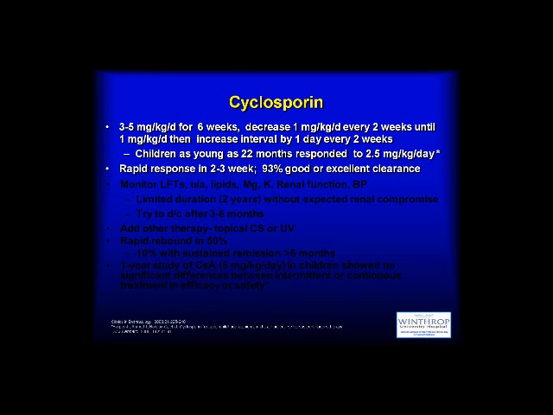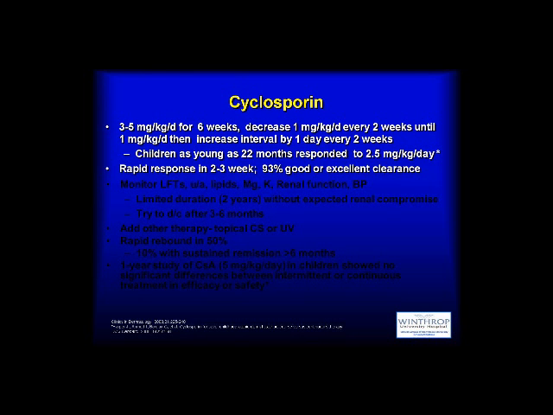What's the dose for atopic dermatitis? It's about 3 to 5 milligram per kilogram per day. We give it for 6 weeks, and then we decrease 1 milligram per kilogram per day every 2 weeks until 1 milligram, and then increase the interval by 1 day every 2 weeks. So it's a long process, but we try to get them in remission as long as possible.